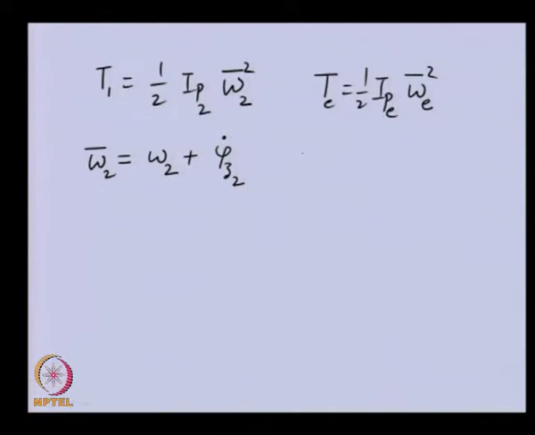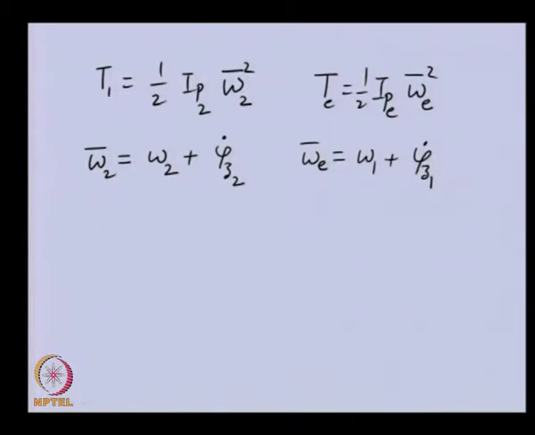Similarly, the angular velocity of the equivalent system will be omega 1, because there is no gear in this. Whatever the input velocity is, it will be transmitted to this particular shaft, and then the torsional velocity will also be the same.